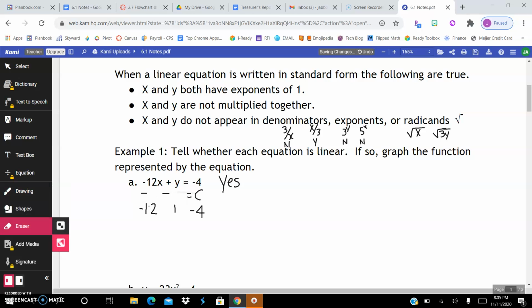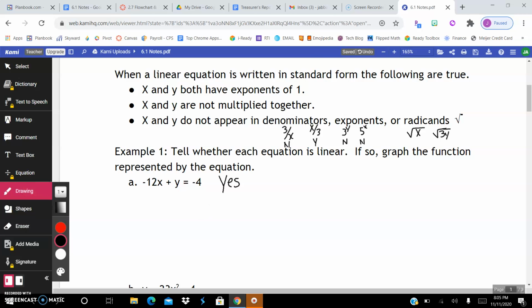So to make it just a little bit easier, I'm going to solve this equation for y. In order to get rid of that minus 12x, I'm going to add 12x to both sides. And I'm going to have y equals negative 4 plus 12x. And I'm going to rearrange that to 12x minus 4, because that's the form of y equals mx plus b.